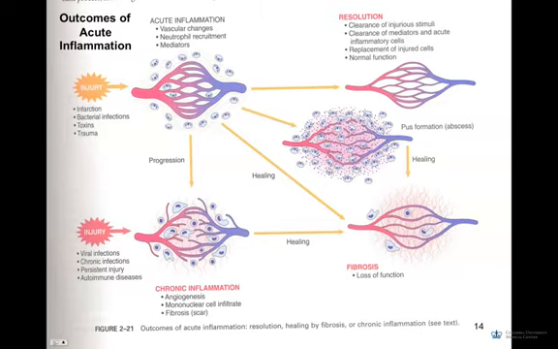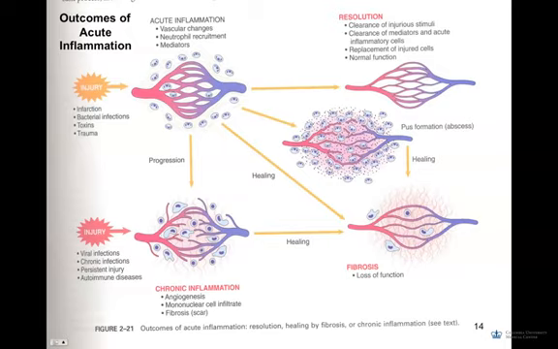Okay. The fourth possibility of outcomes of inflammation is that acute inflammation progresses to chronic inflammation. And essentially what causes chronic inflammation is an injury that is not acute. It's an injury that is persistent. Okay?